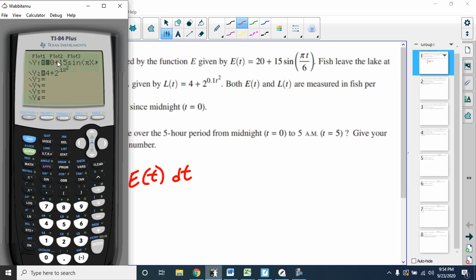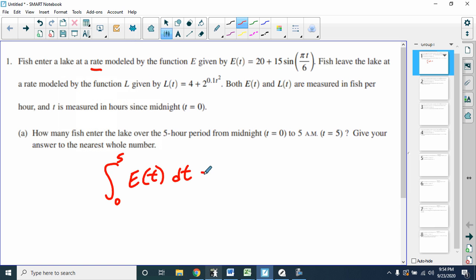So I've already graphed both of our equations here. We only want E of t, so I'm going to turn y2 off. And we want to calculate the area under E of t, starting at 0 and ending at time 5. It told us to round to the nearest whole number, which would be 153.